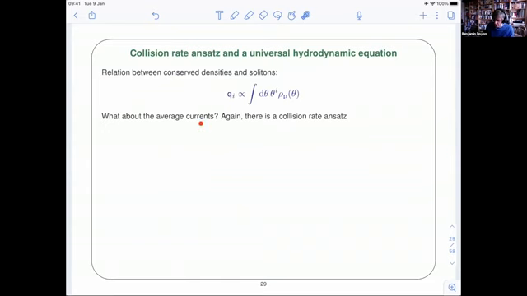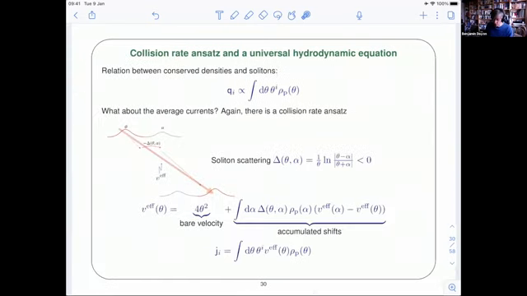But what about the average currents? Well, again, there is a collision rate ansatz on that. Here, if you look at two-soliton scattering, we know from the theory of integrable models that something non-trivial happens at the moment of scattering, and then the solitons come out unaffected, looking like nice solitons with the same velocities, except they have shifted a little bit. So there's a soliton scattering shift, and this can be calculated in KdV, and it is that formula. In my convention, delta here is negative, so a shift forward corresponds to a negative number.